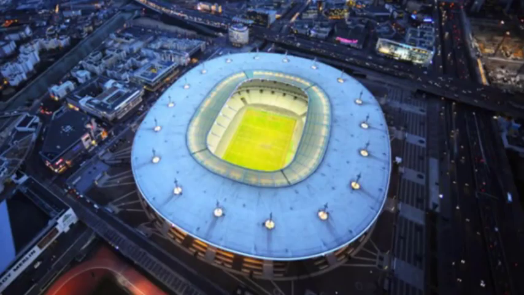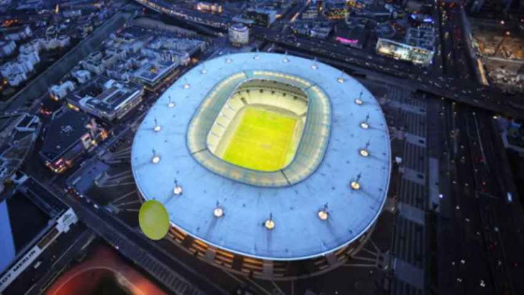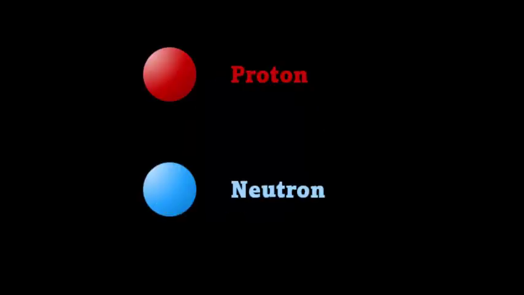The nucleus is tiny. If the whole atom was the size of a sports stadium, then the nucleus would be about the size of a grape. But the nucleus itself is made of smaller parts called protons and neutrons. Protons have a positive charge and neutrons have no electric charge.